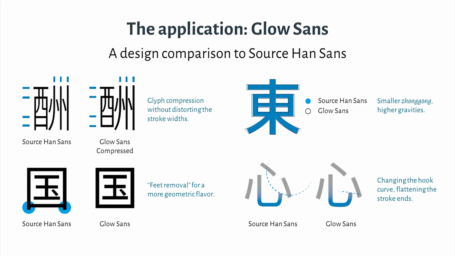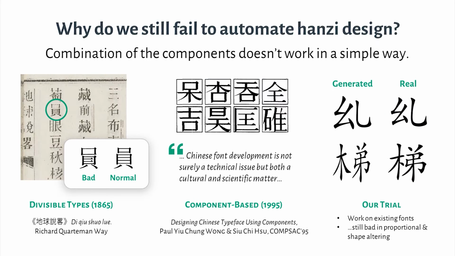Considering we have such a flexible and powerful parametric font method, especially since we can transform sizes of the components without much effort, you may want to ask why it is still a problem to automate CJK type design. Can't we just resize the components, adjust their gravities and zhonggong a little bit, and get everything done as we wish? Yeah, we have tried that.